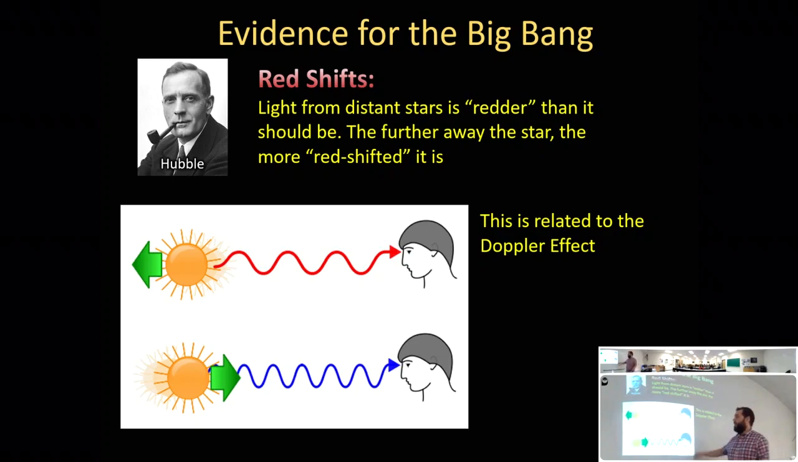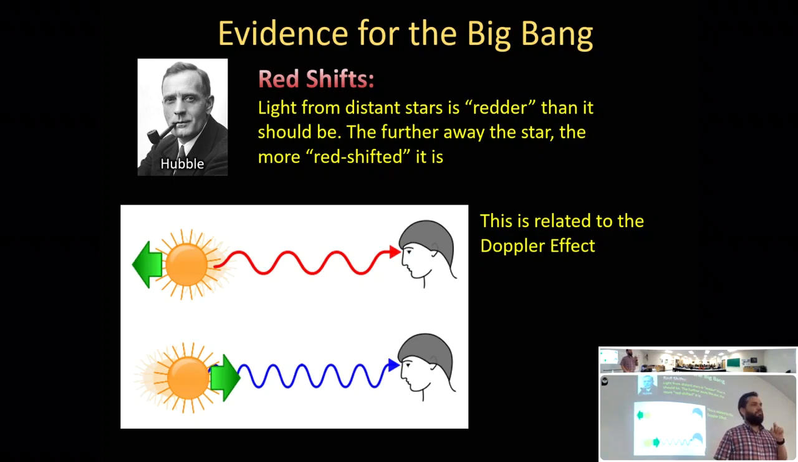So the light that comes from distant stars is redder than it should be for the size of the star. And this is what's very strange. The further away that star is, the redder the light is.